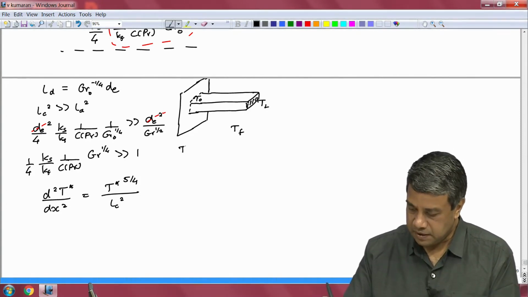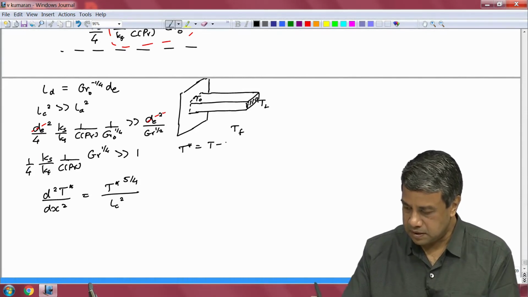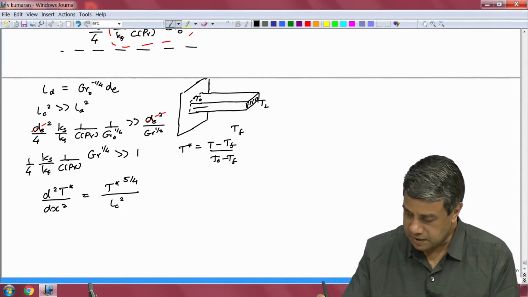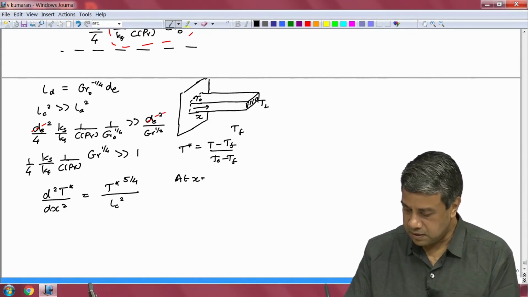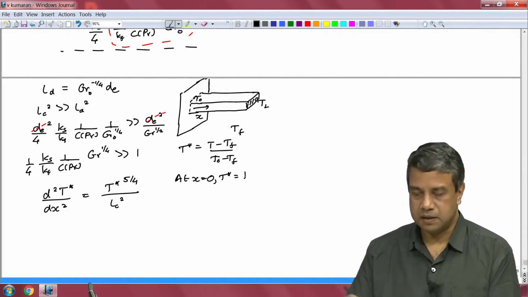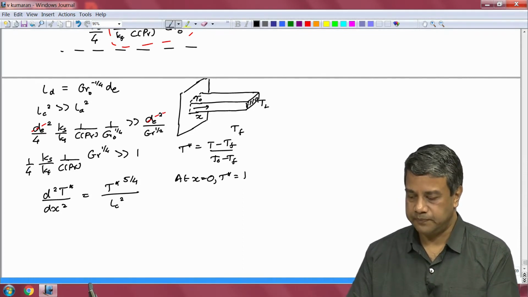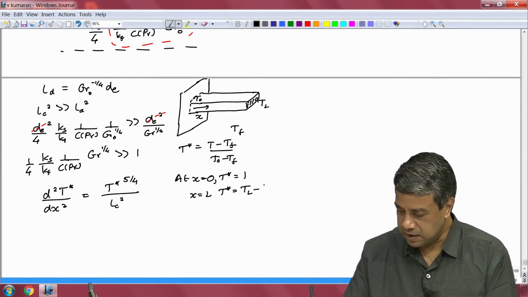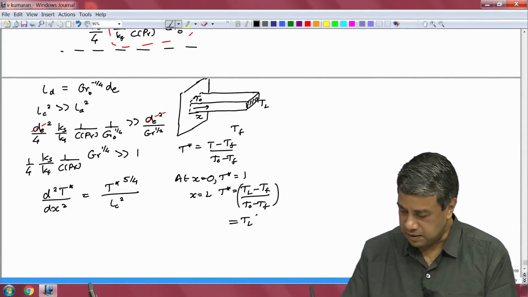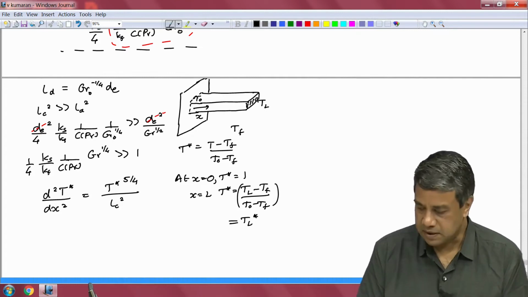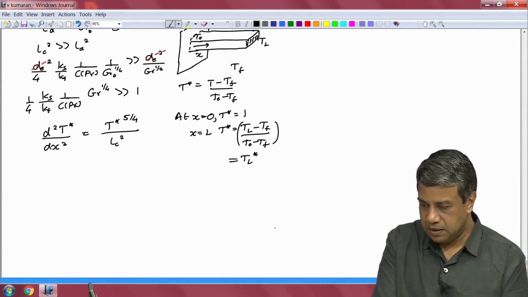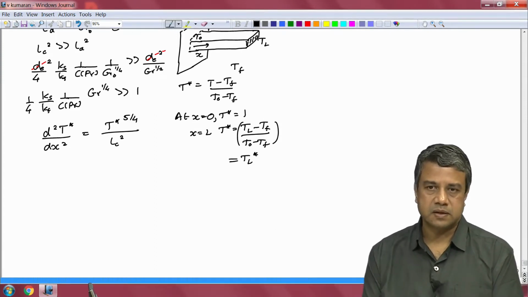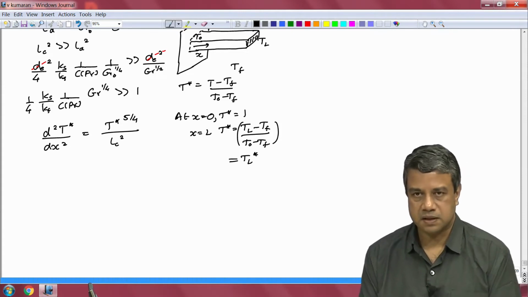And we had defined T star is equal to T minus TF by T naught minus TF. Therefore, if x is this direction, at x is equal to 0, T star is equal to 1. T minus TF by T naught minus TF is equal to 1. And at x is equal to L, T star is equal to TL minus TF by T naught minus TF, and I will call this TL star. So, you have to solve the equation using these conditions. You may have dT by dx is equal to 0 also if there is a 0 flux condition on the other side.